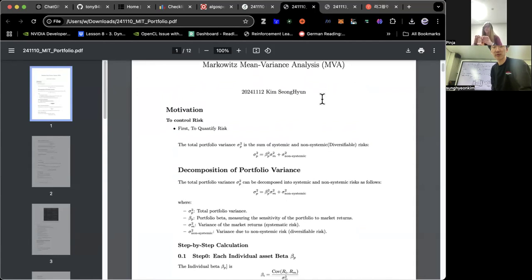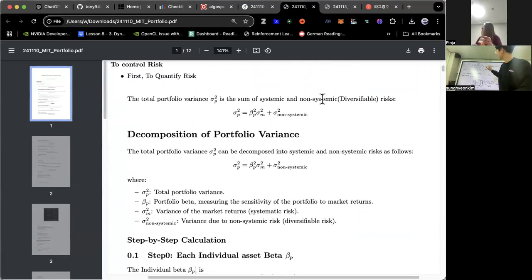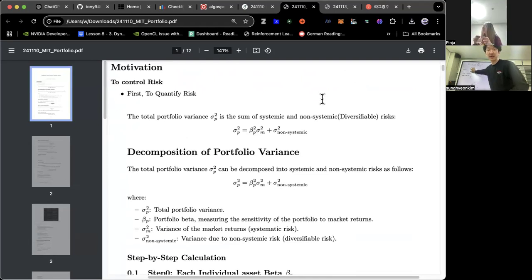Markowitz portfolio, we can go very deep into portfolio setting, but if we go very simplified, what we are going to do is quantify the risk. Risk can be written as systemic risk and non-systemic risk.